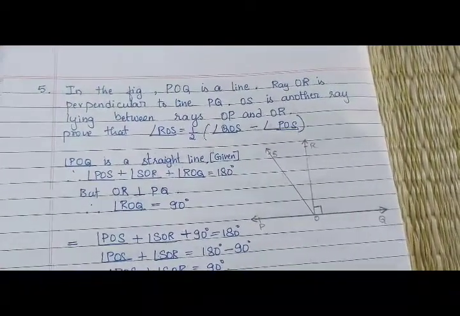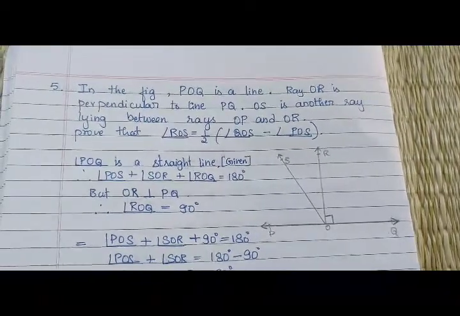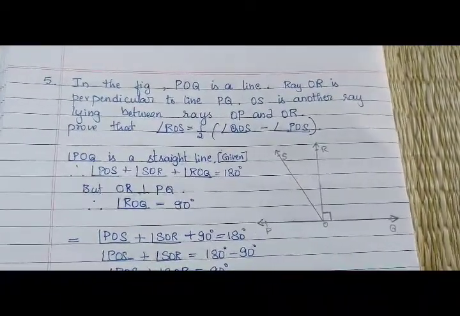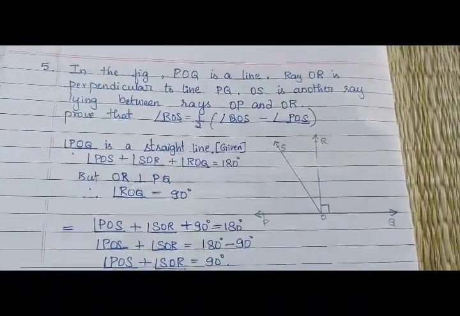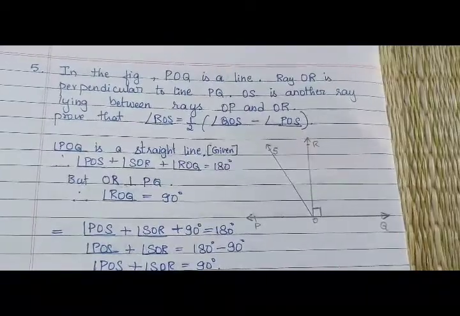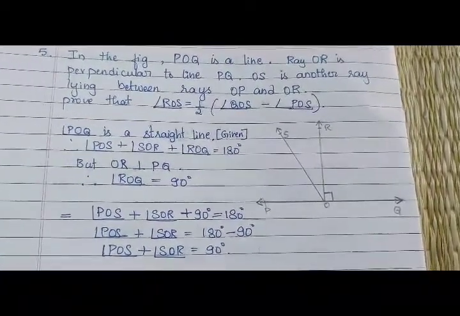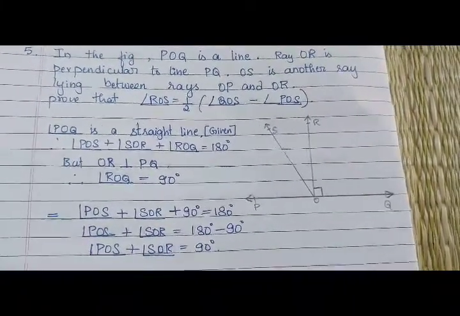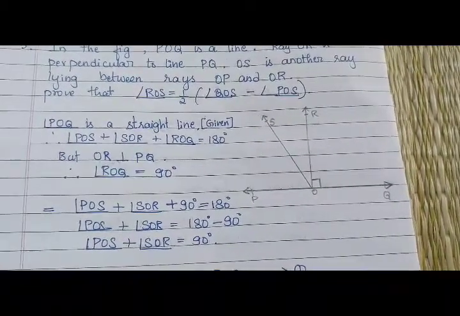In the figure, POQ is a line. Ray OR is perpendicular to line PQ. OS is another ray lying between rays OP and OR. Prove that angle ROS is equal to half the angle QOS minus POS. So POQ is a straight line given. Therefore, POS plus SOR plus ROQ is equal to 180 degree. But OR is perpendicular to PQ. Therefore, ROQ is equal to 90 degree.